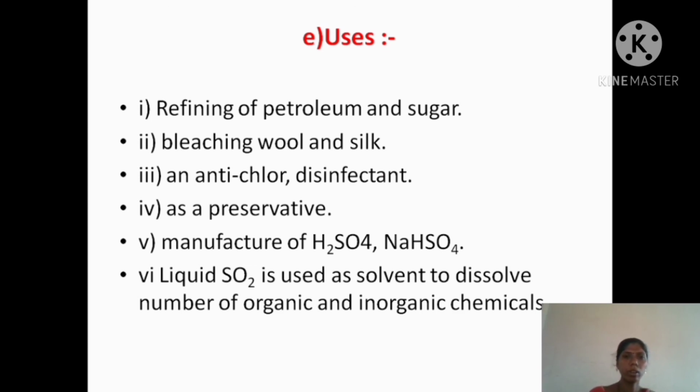First use of sulfur dioxide, it is used in refining of petroleum and sugar. The second, it is also used in bleaching of wool and silk. Then third, it is used as an anti-chlor and disinfectant. It is also used as a preservative. Then fifth, it is also used in manufacture of sulfuric acid and sodium bisulfite. Last use of sulfur dioxide: when it is in liquid state, it is used as a solvent to dissolve a number of organic as well as inorganic chemicals.